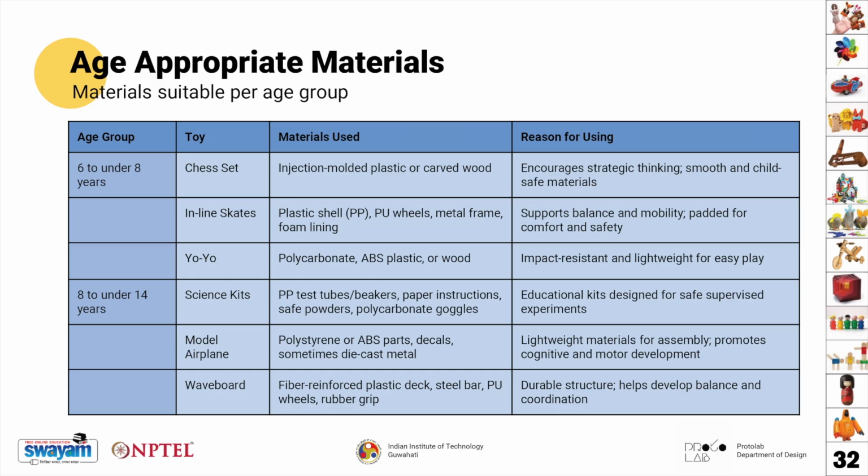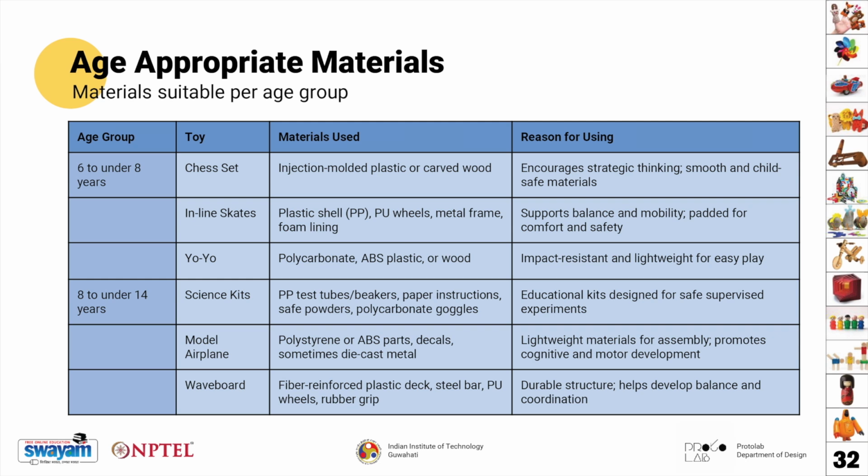Inline skates are designed with plastic shells made from PP, PU wheels, metal frames, and foam lining. These materials offer stability, durability, and cushioning, helping children develop balance, mobility, and confidence during movement. Another classic toy is the yo-yo, which can be made from polycarbonate, ABS plastic, or wood. These materials are lightweight and impact resistant, making the toy durable and easy for children to learn coordination and timing.